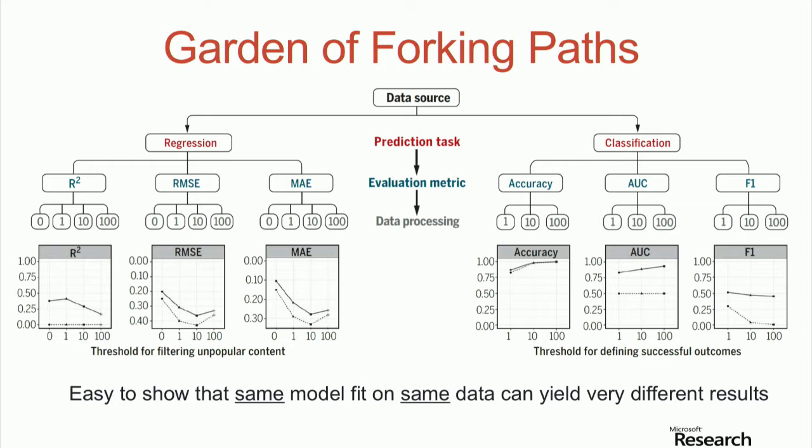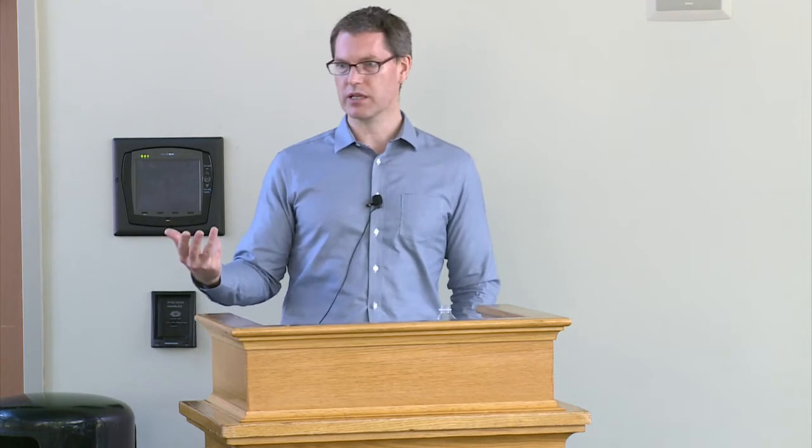What do you mean by successful? And so that's a threshold. In a regression task, you may want to filter out, and people often do this. They say, well, all the data is at n equals one, so if I want to throw that out because I care about predicting the tail of the distribution. So people make different decisions about where to threshold. And just by making different decisions at these three levels, you can get very, very different answers.